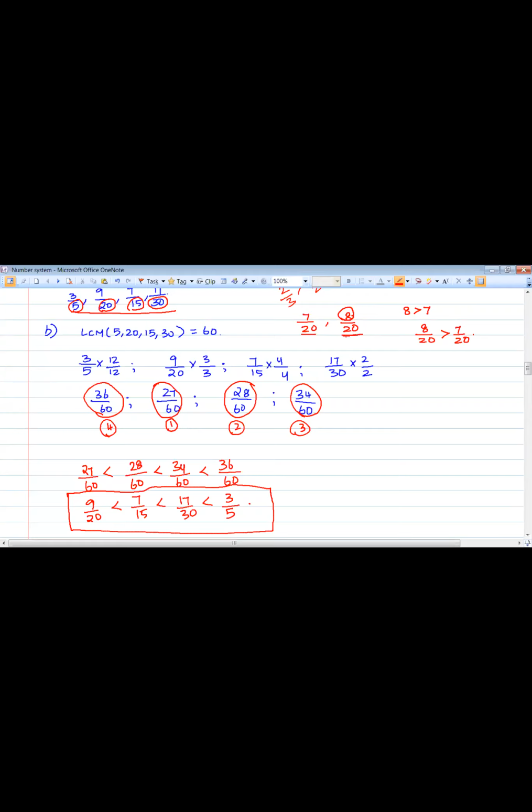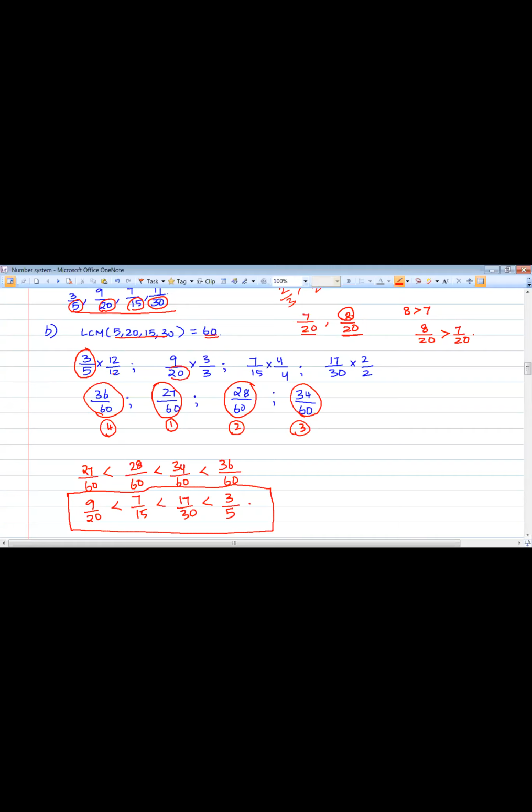Do you all understand? So that's why I'm going to find out the LCM. What is the LCM for 5, 20, 15 and 30? 60. So then we have to convert our number 3 by 5 so that the denominator is 60. Then you should multiply by 12 by 12. What about the second fraction?